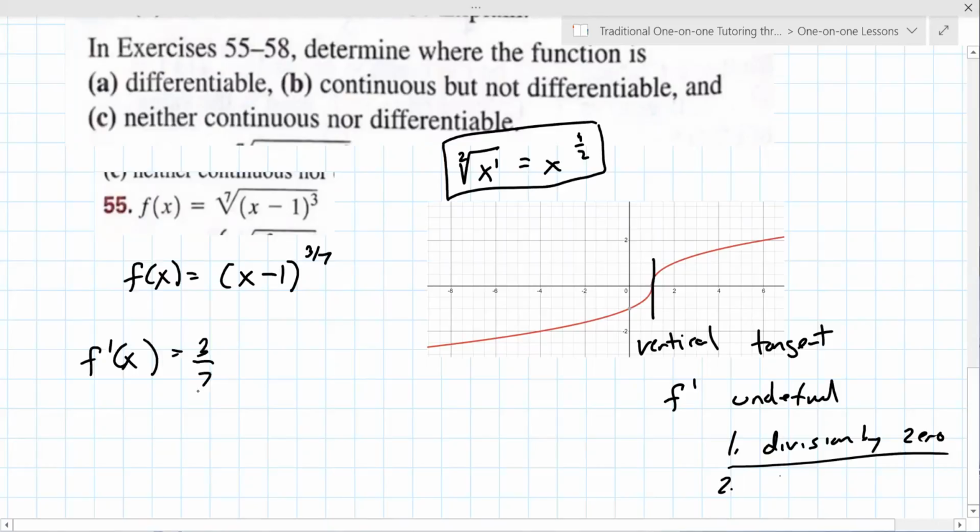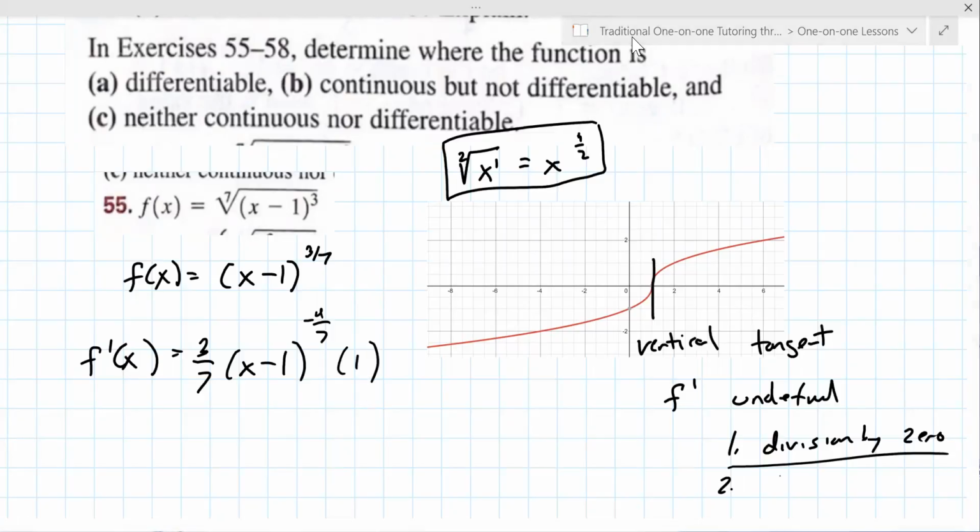Okay. So we got 3/7, x minus 1, and subtract 1 from the exponent. So that's negative 4/7. Yep, you have to subtract 1. And then you multiply by the derivative of the inside function, which is 1. Could be something else, but it is 1 in this case.